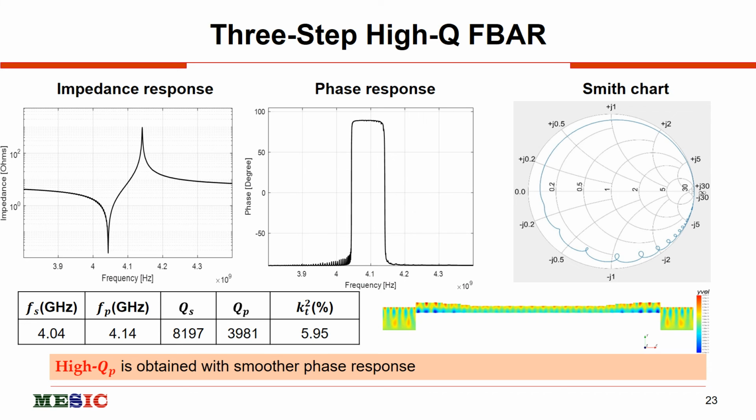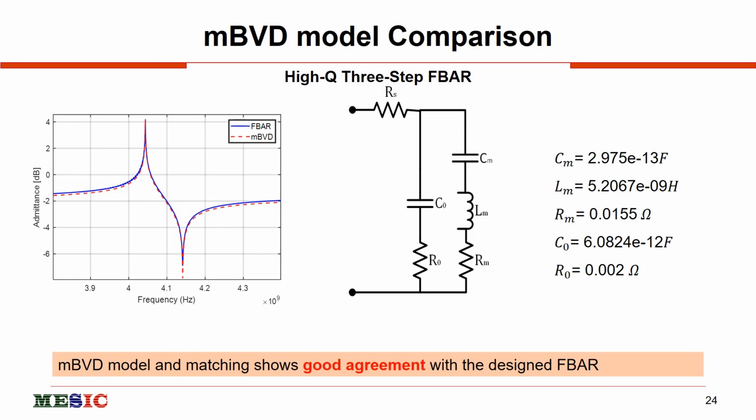And these are the obtained results, which have 4 gigahertz as the resonant frequency and an anti-resonant frequency of 4.14 gigahertz, having a high quality factor with efficient electromechanical coupling. This is the displacement distribution in 2D. And this is the MBVD model. We have compared our designed results, and they show good agreement with the MBVD model. These are the extracted parameters, and this is the equivalent circuit.